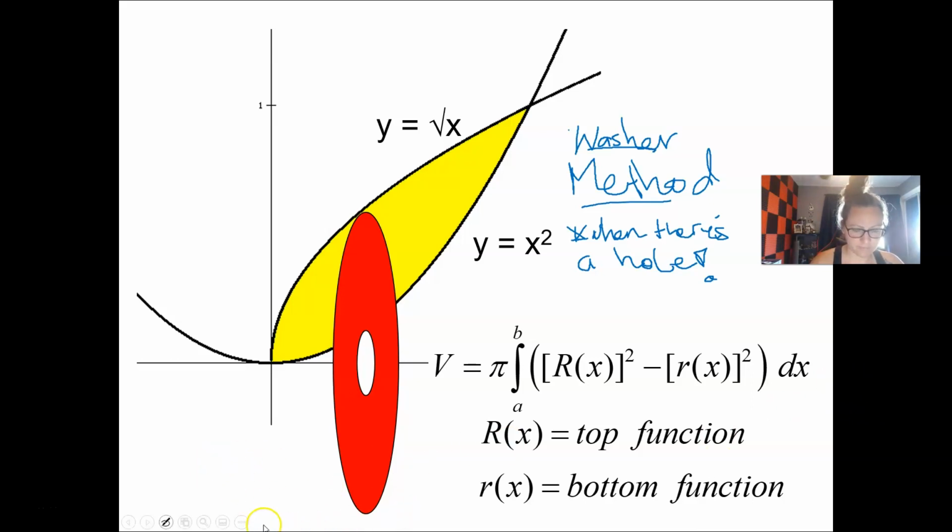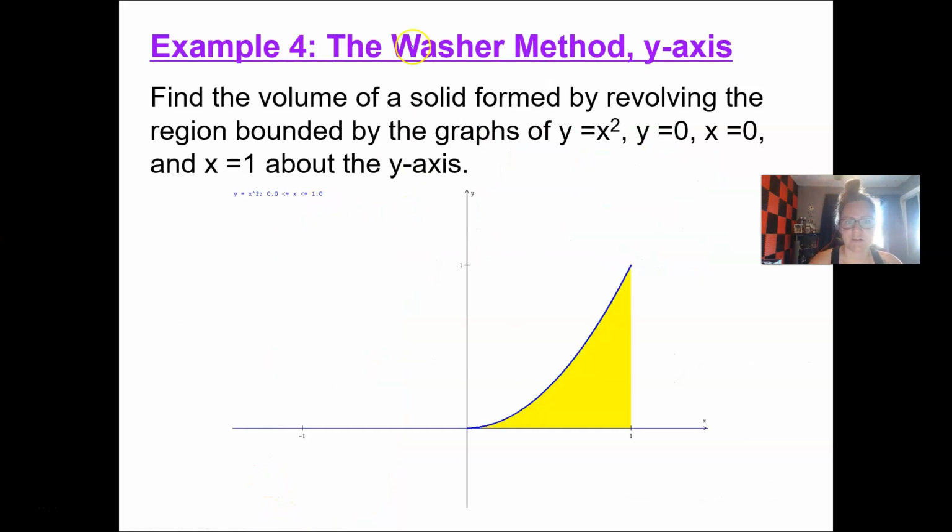Cool. Okay. So, the washer method, the y-axis. If I were to take this region and revolve it around the y-axis, it would create a hole, right? So here's going to be my little sketch. You have this region, and when you sketch it, you reflect it over.